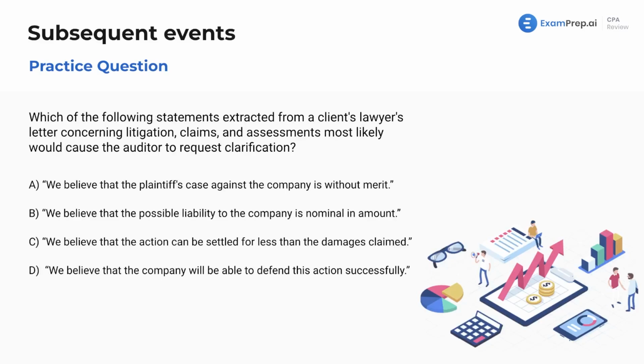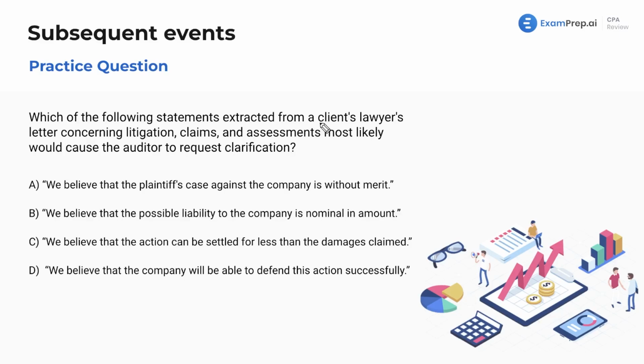Next up, we got another fun one here. Which of the following statements extracted from a client's lawyer's letter concerning litigation, claims, and assessments most likely would cause the auditor to request clarification? That's a little bit of a mouthful, so let's think about what this means.